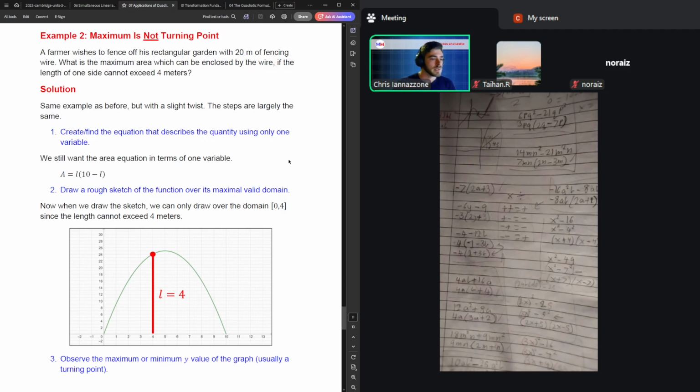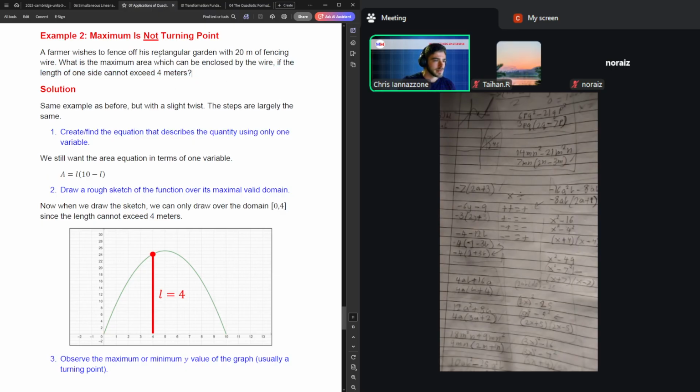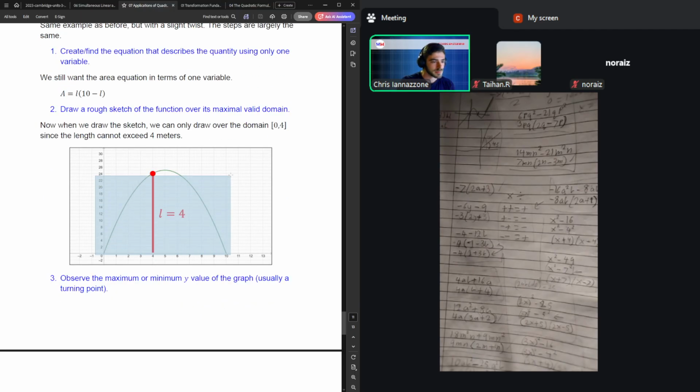Awesome. In some rarer circumstances, when there are further restrictions applied to your scenario, the maximum isn't necessarily guaranteed to be a turning point. For instance, in this case, we have a restriction, which is that the length of one side cannot be longer than 4 meters. I've used the exact same scenario, but just tacked that on so we can cheat a little bit and use the exact same picture we had before.